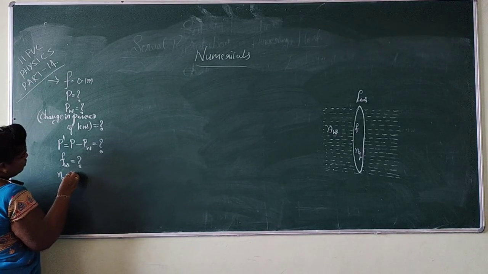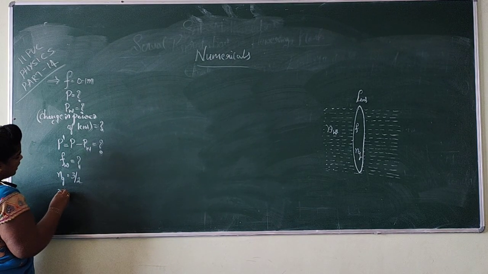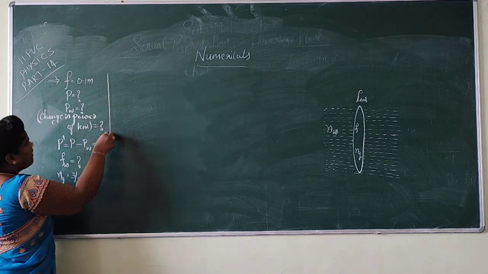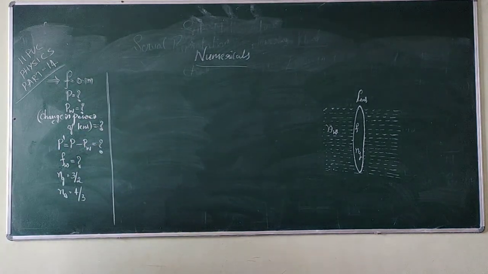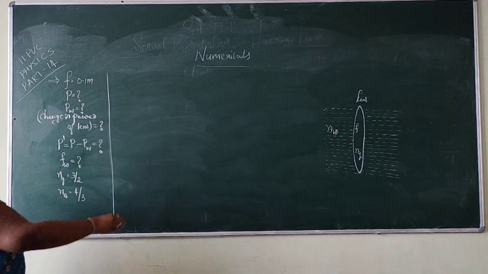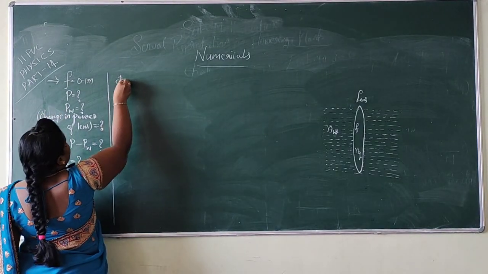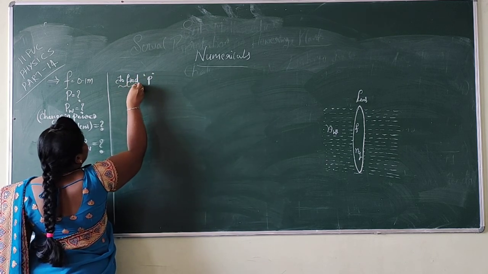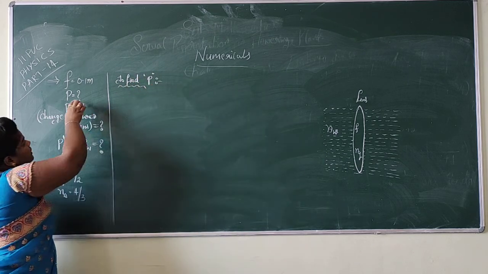Ng is equal to 3 by 2 and Nw is equal to 4 by 3. Yes, these are all the given values. Let us find P. Now, to find P, I am just going to find out P. See, how to calculate P?